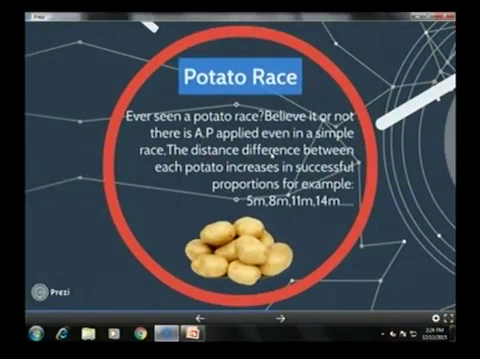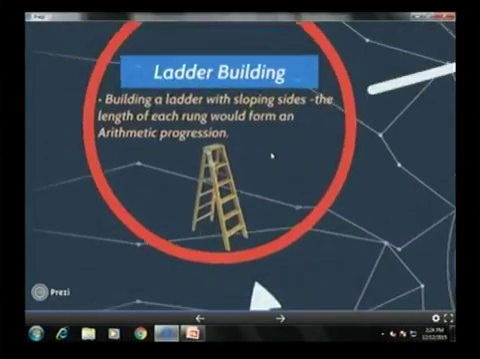And we also use the arithmetic progression in a potato race. Ever seen a potato race? Believe it or not, an AP is applied even in a simple race. The distance between each potato increases in successive proportions, for example, 5 meters, 8 meters, 11 meters and 14 meters and so on.